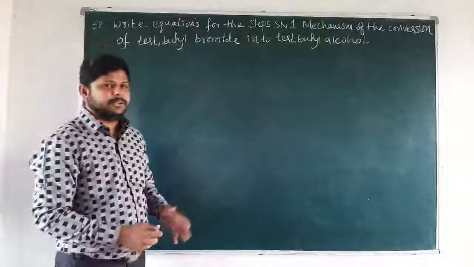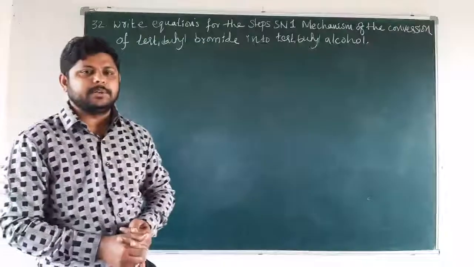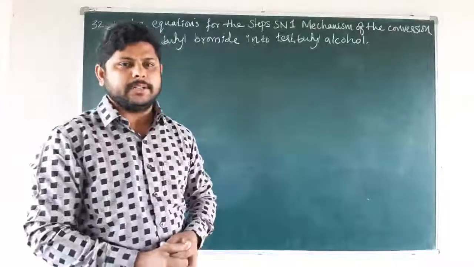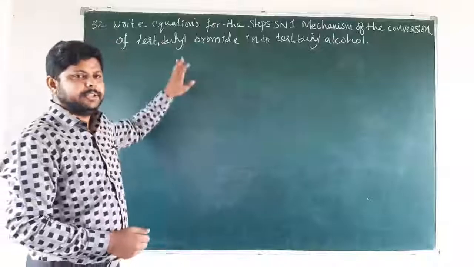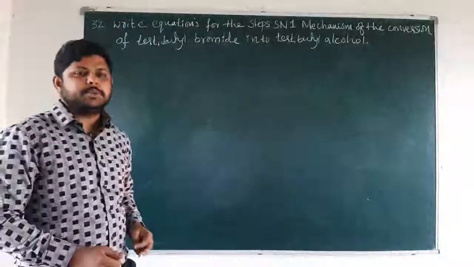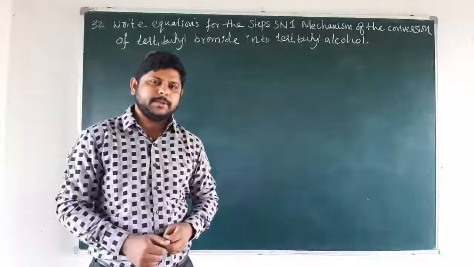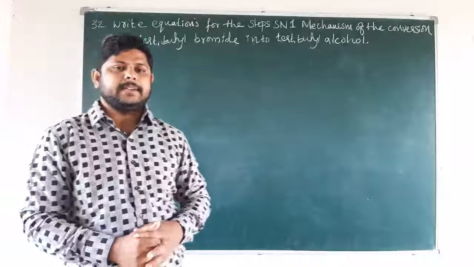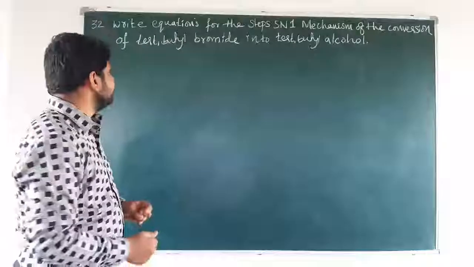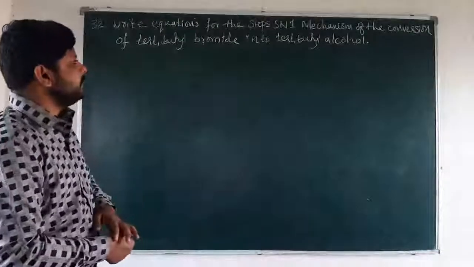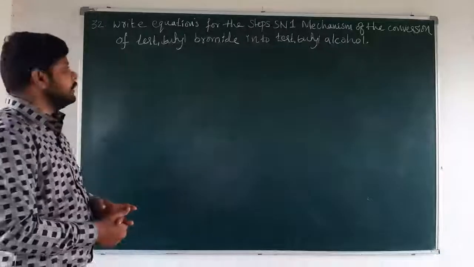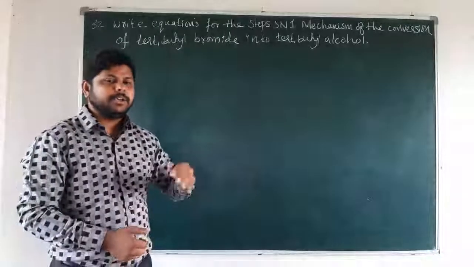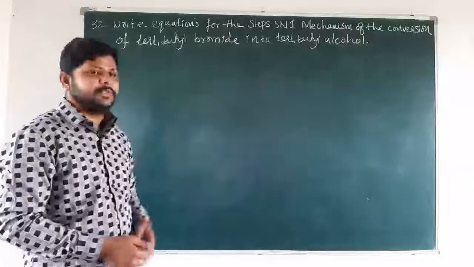Dear students, in today's class, we are going to see a question from Haloalkanes and Haloarenes. The question number for that chapter will be question number 32. So there are two topics. Out of those two topics, one will be there in your supplementary examination. So the question will be like this: write equations for the steps of the SN1 mechanism of conversion of tertiary butyl bromide to tertiary butyl alcohol. You have to write a mechanism, especially the SN1 mechanism.